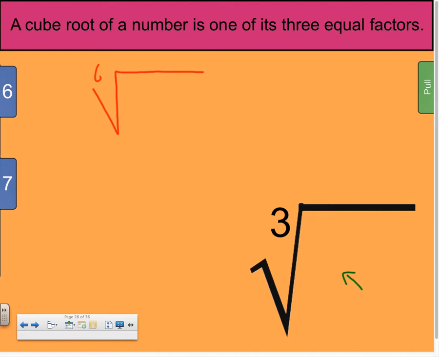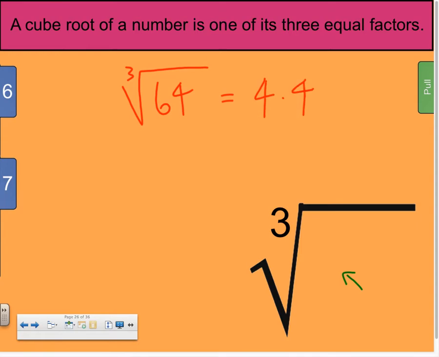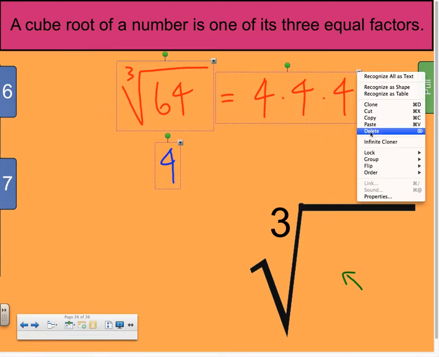Let me fix that mistake real quick. Try again. The cube root, 3 there, of 64. Well, what can I multiply by itself 3 times to equal 64? Well, that would be 4 times 4 is 16 times 4 equals 64. So I know that the cube root of 64 is 4 because I can multiply it by itself 3 times to get 64. So hopefully we're starting to get the idea of what a cube root is.